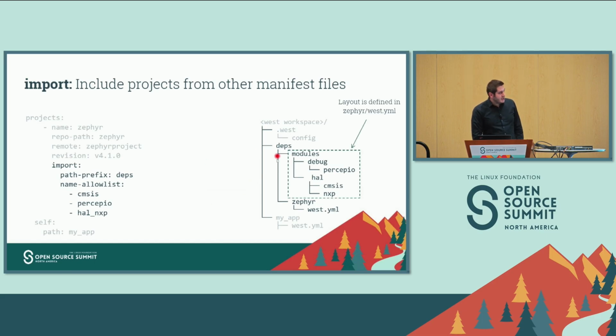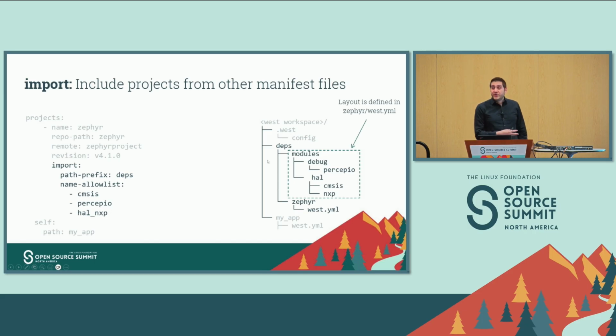So the layout that you find here, under modules, you have debug, and under debug, you have Percepio, under HAL, we have NXP, and so on. This layout is not managed by my west.yaml because it is already managed by the other west.yaml. All this layout is defined under zephyr/west.yaml, the one that I have imported. The only thing that I can do is tell it that whatever I imported here, just put it in this subfolder using repo path. Very nice way to organize your project.